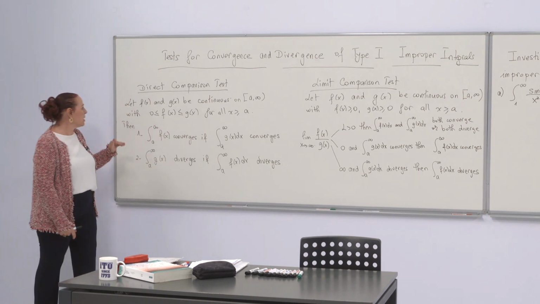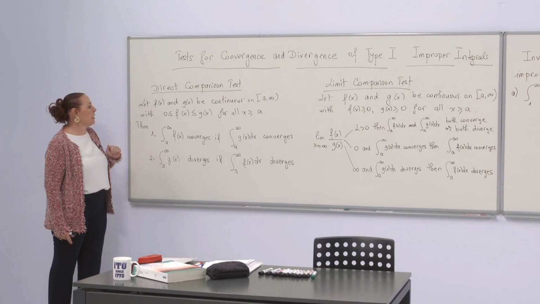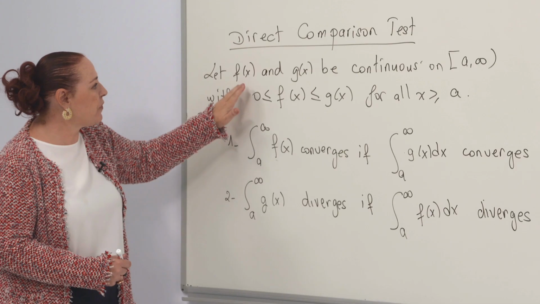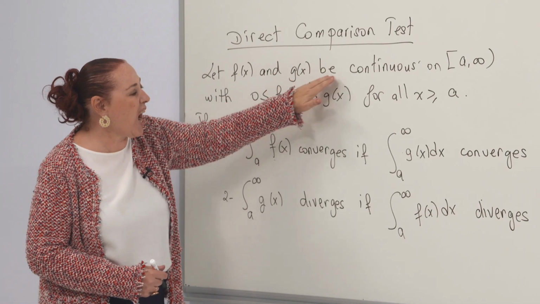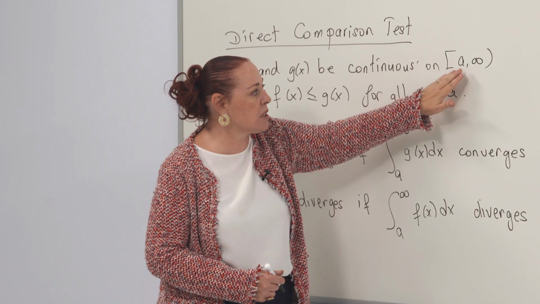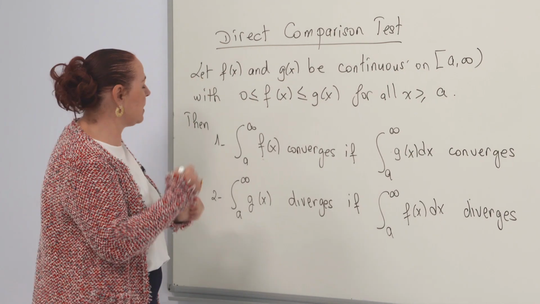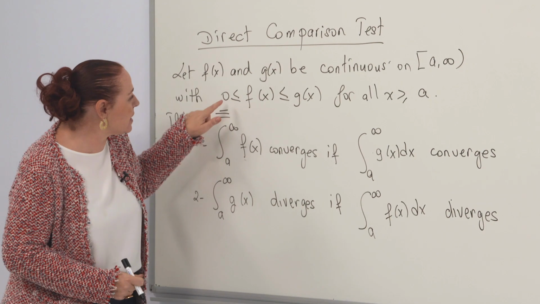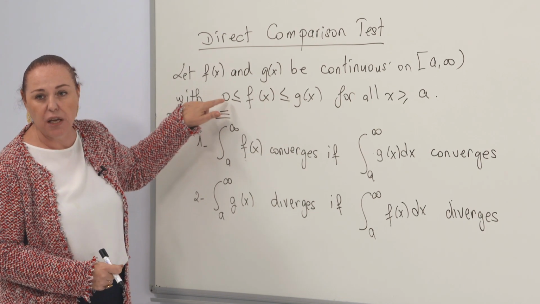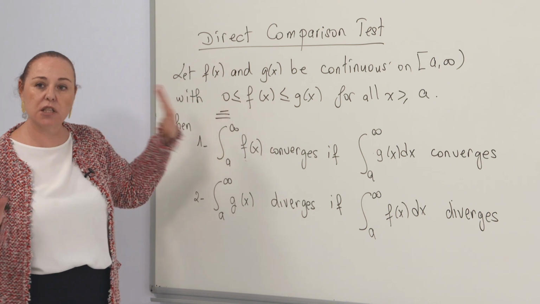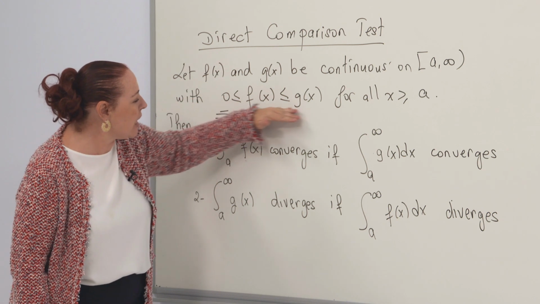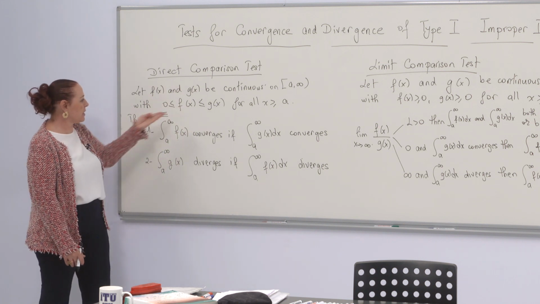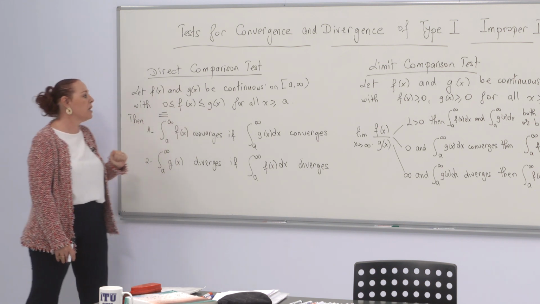Now, let's go over the direct comparison test. The direct comparison test says that if those 2 functions are continuous on this interval and, this is important, both of the integrands are positive. If both of them are not positive, this is not going to work. And this is the inequality between these 2 integrands. That means f of x is smaller than g of x.